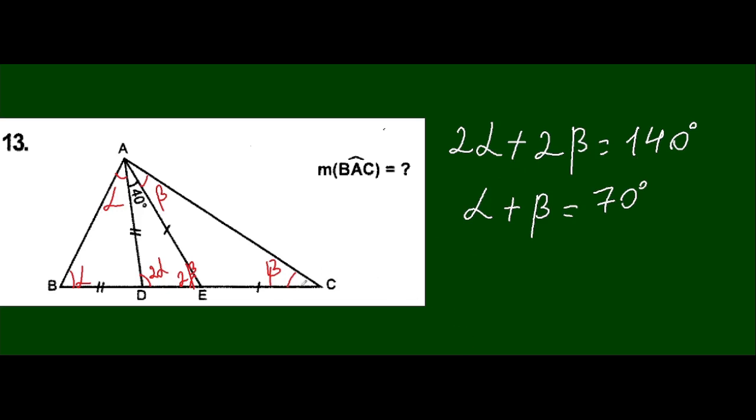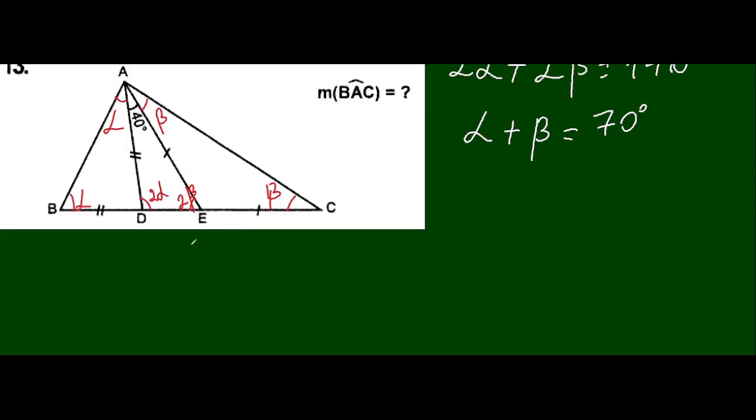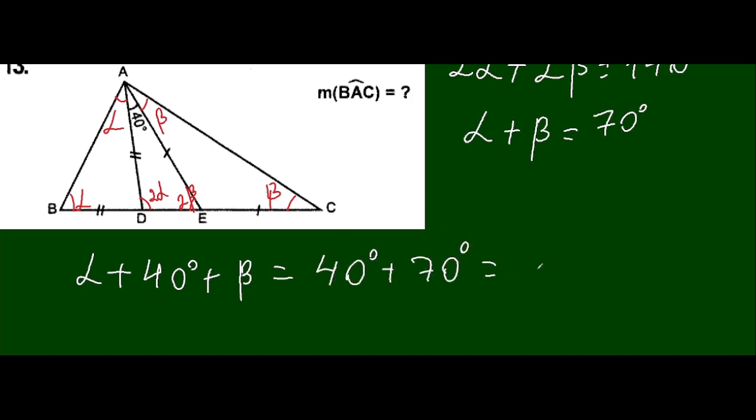And the next equation that we have to find out is angle BAC. Where is it? BAC. This angle. So we have to find out alpha plus 40 plus beta. This is not so hard because we found alpha plus beta. So this is 70 degrees, and it will be 40 plus 70, and it will equal 110 degrees. This is our final answer.